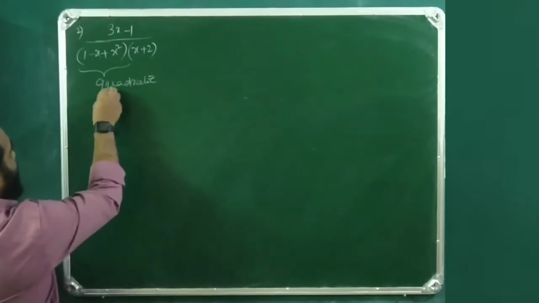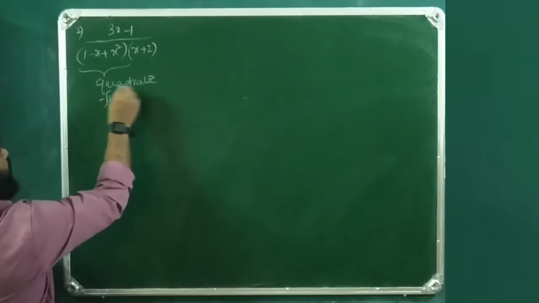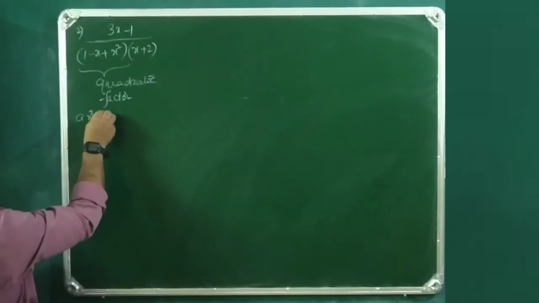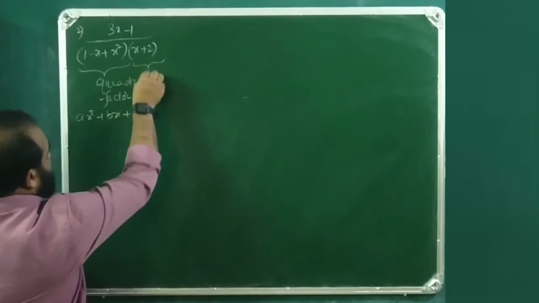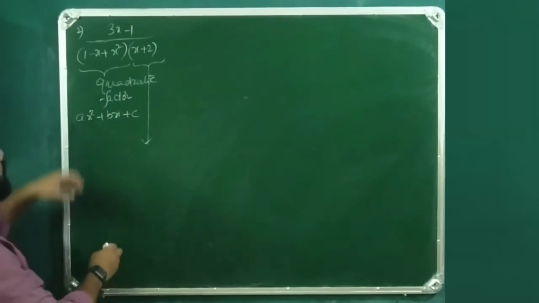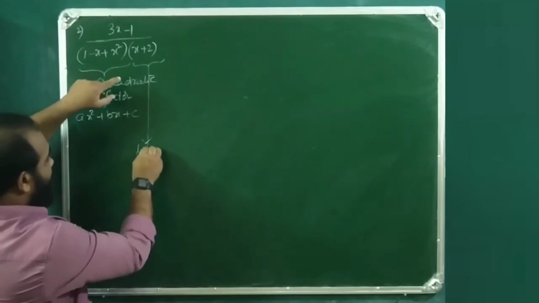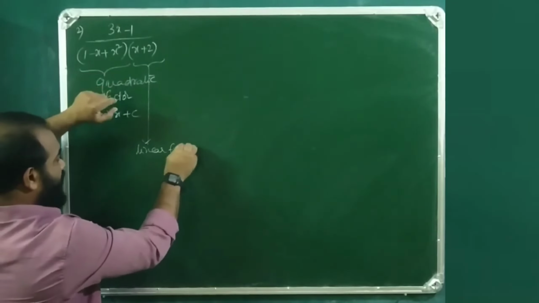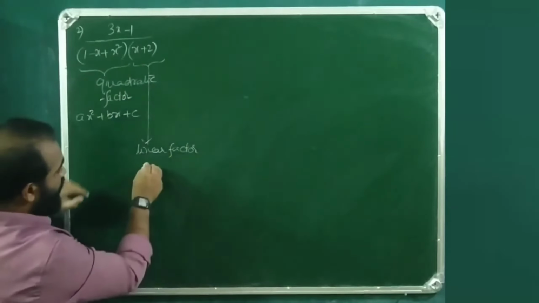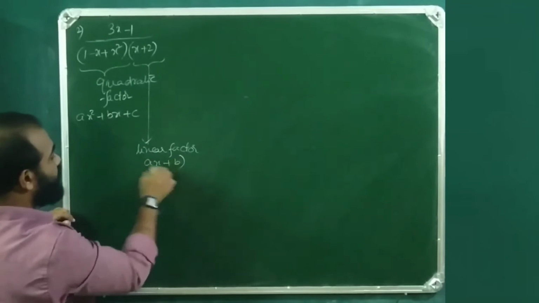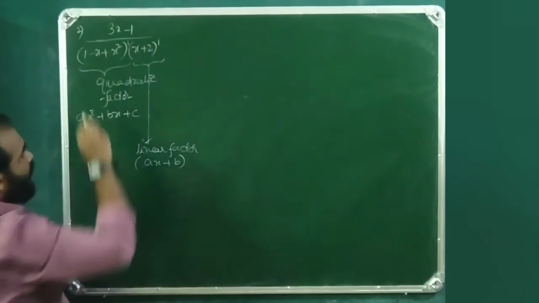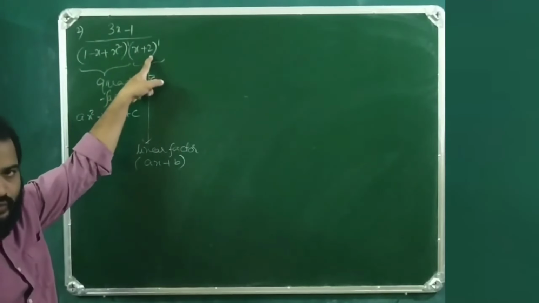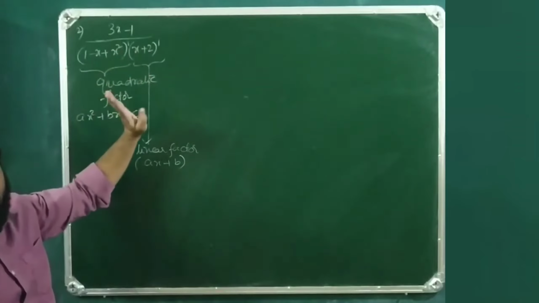Quadratic factor, because it is of the form ax square plus bx plus c. And this is the linear factor, because this is of the form ax plus b. So both are non-repeated linear factors only. Both are non-repeated only.